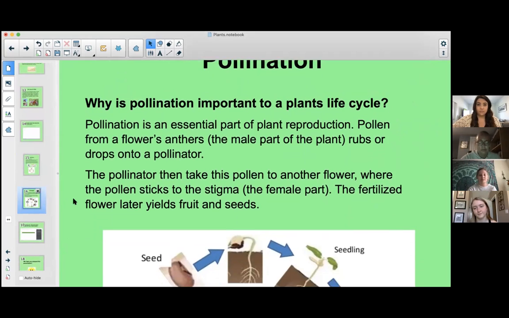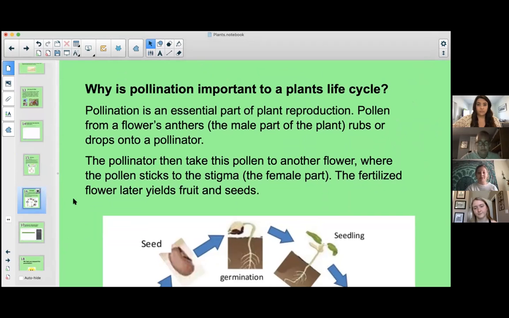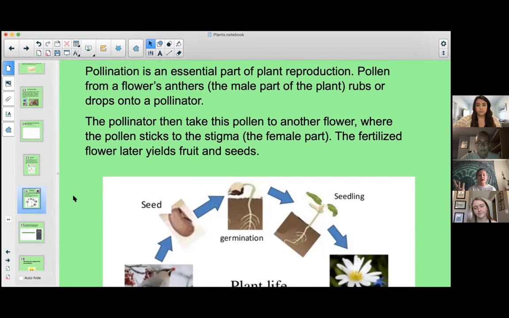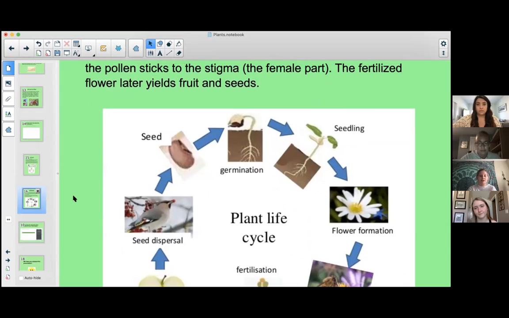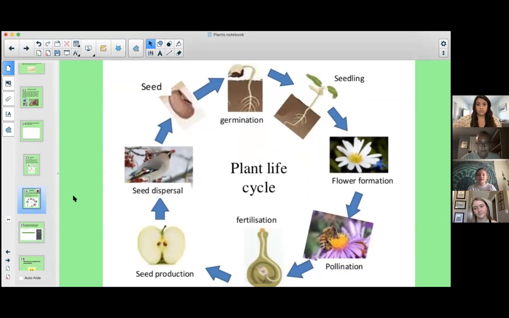why is pollination important to the life cycle of a plant? So for example, the bee will start on one flower and then move on to another flower. From the original flower, they are able to rub the pollen and move on from that one and rub it onto the female part and then create the seed in the flower that is originally going to turn into the food. Next slide.